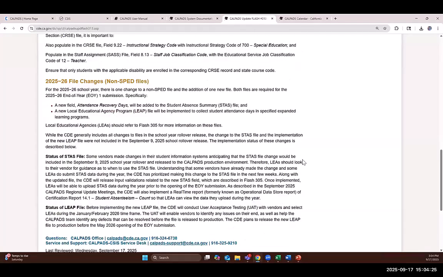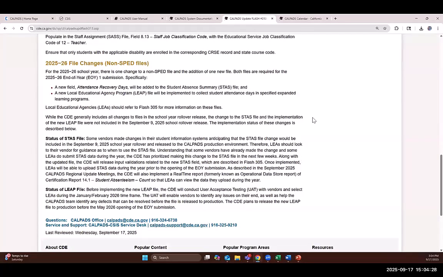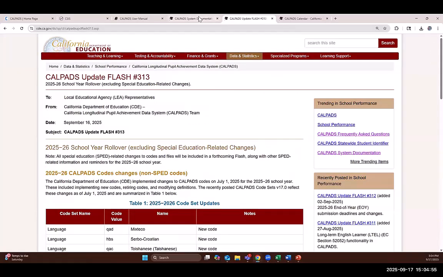the file changes for non-SPED files for 25-26, talking about the stats file. I think what this basically said was the vendors made some changes, but CALPADS wasn't exactly ready for it yet. So look to your vendors for guidance on when to use the stats files. And then the LEAP file is coming. It's not there yet, but it is coming. Definitely take a look at the 313 flash.